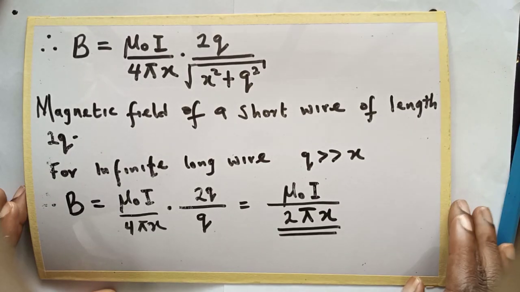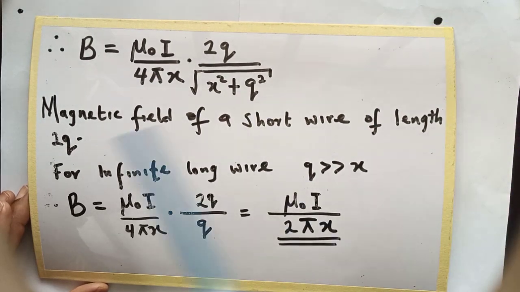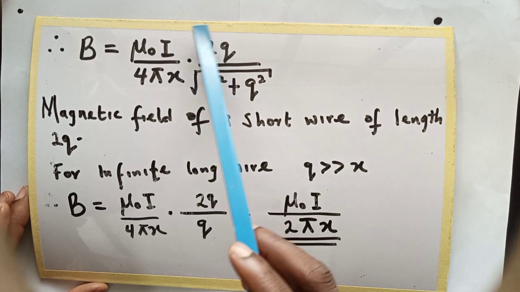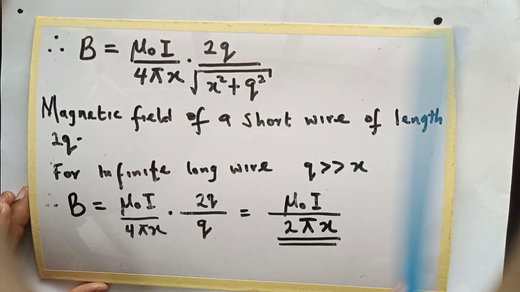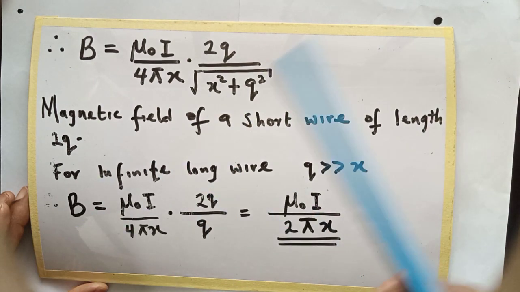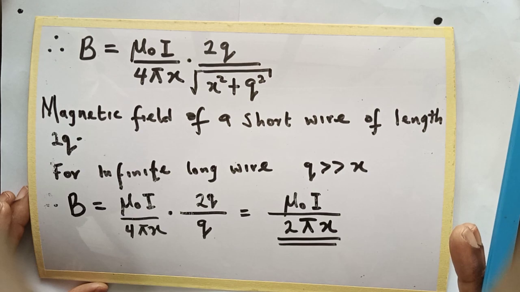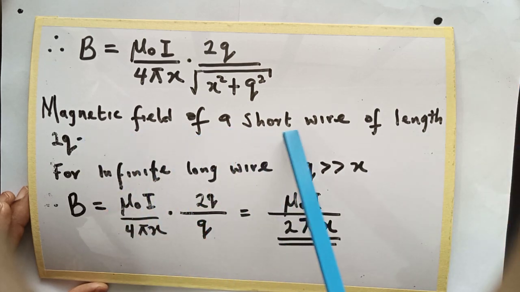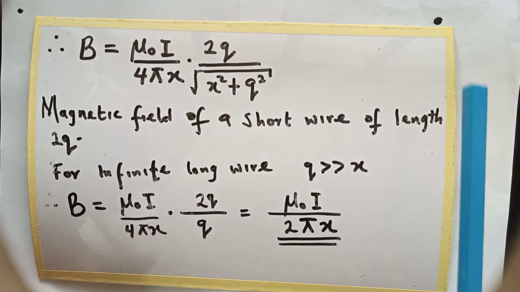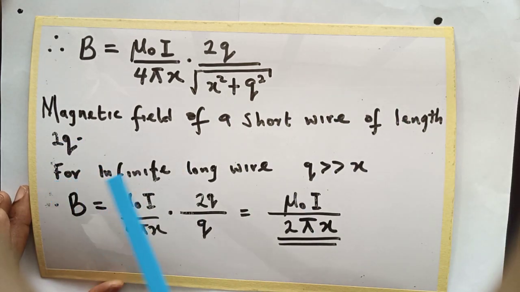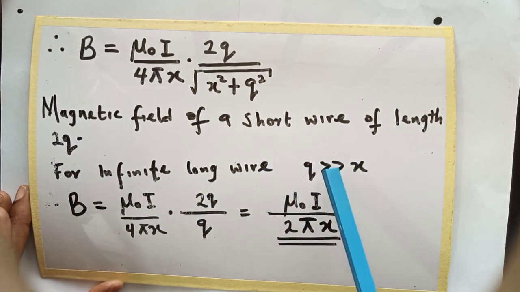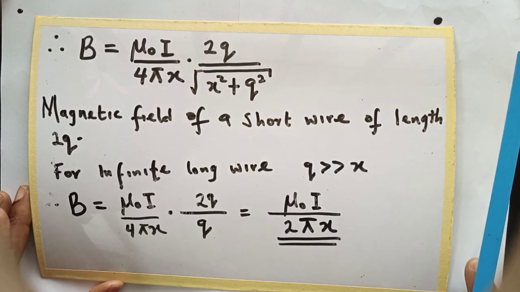So finally, we have our b is equal to mu naught I all over 4 pi x times 2q all over this. So this is the expression for the magnetic field of a current carrying conductor at any point away from that conductor. So this is the magnetic field of a short wire of length 2q.